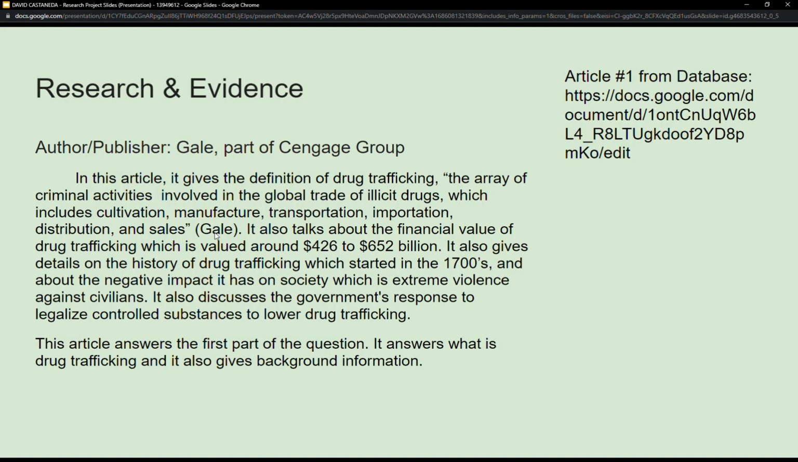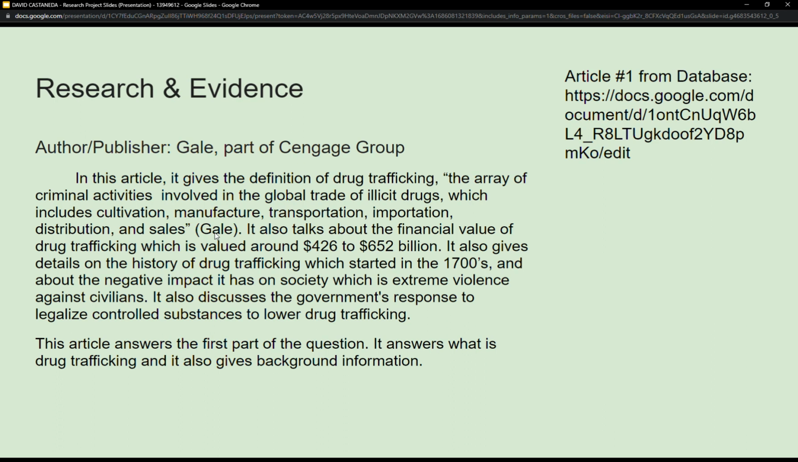So this is my first article. It's giving me background information on what drug trafficking is, and the definition that it gave me was the array of criminal activities involved in the global trade of illicit drugs, which includes cultivation, manufacture, transportation, importation, distribution, and sales. That was the definition it gave me.